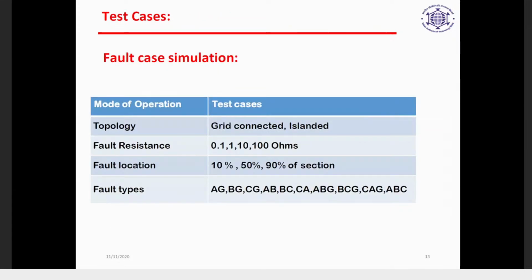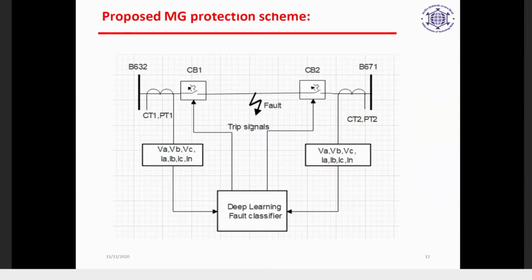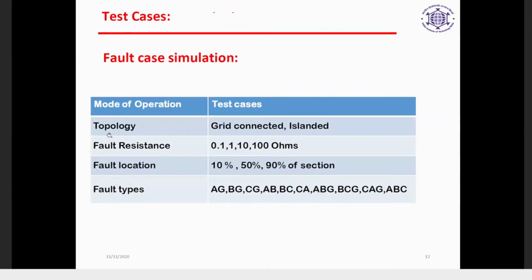And then the topology itself can be two types. It can be either grid connected or islanded. Just to increase the number of test cases, the fault being applied can be a bolted fault with zero resistance through it. You might have studied fault resistance in the basic power system protection or power system analysis course. That impedance value we have just taken as different numbers.